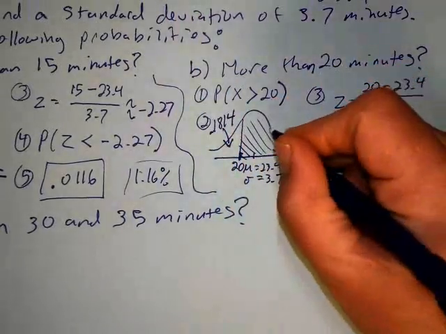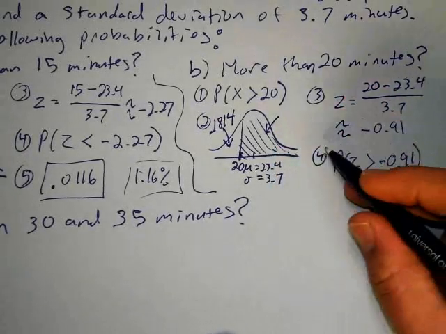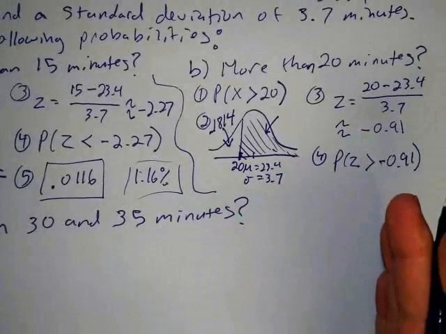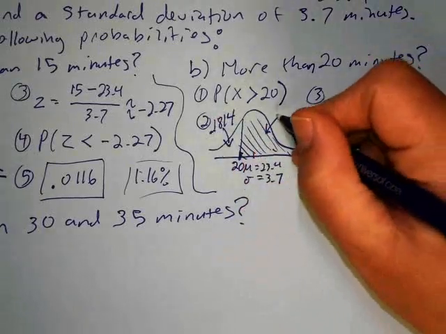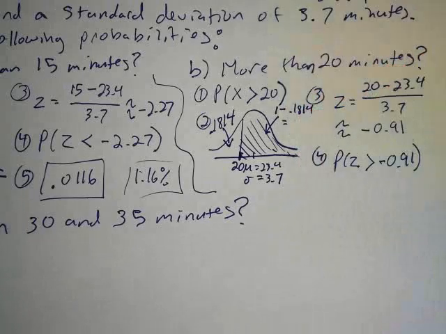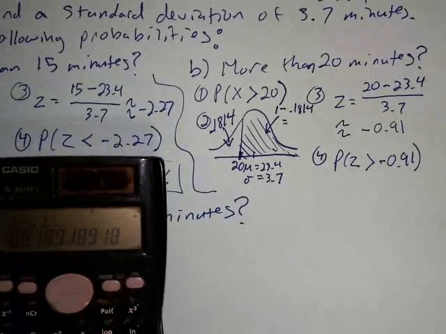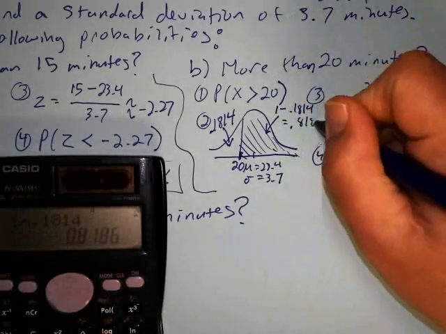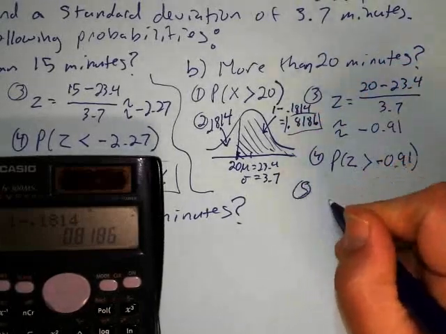0.1814. And of course, the area that I want is the area above. Remember, when I get to this point, I'm going back to those 3 cases, and I have a greater than probability, so this is where I look the area up on the table, subtract from 1, and that gives me the area above. So 1 minus 0.1814 gives me 0.8186. And that's my desired probability in this case.